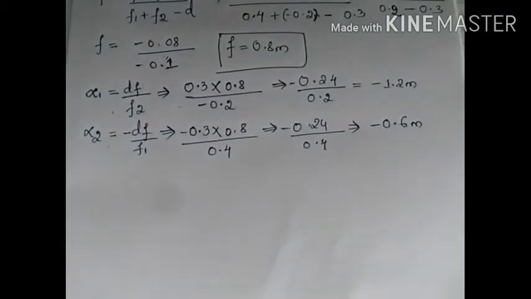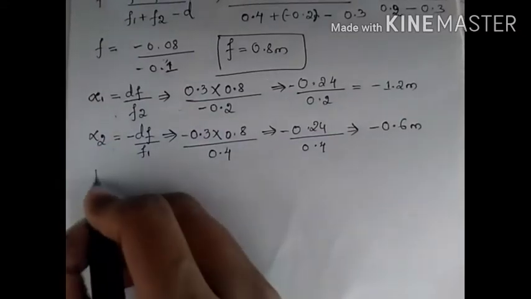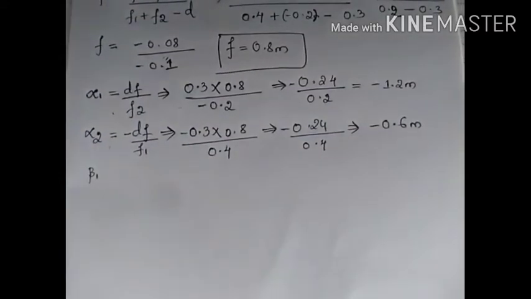Now we have to find the focal points. We found the two principal points; now we have to find the two focal points. Principal points are denoted by alpha and focal points are denoted by beta. So now let us find beta 1 and beta 2.